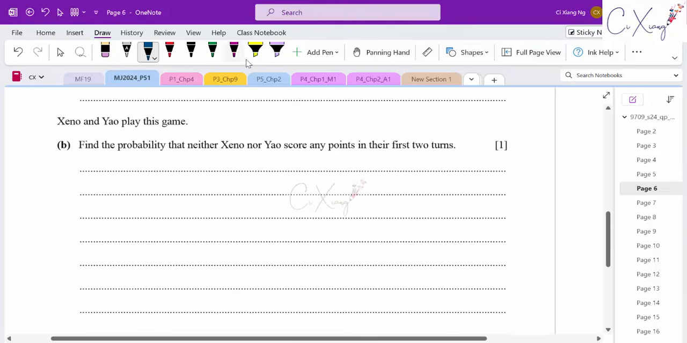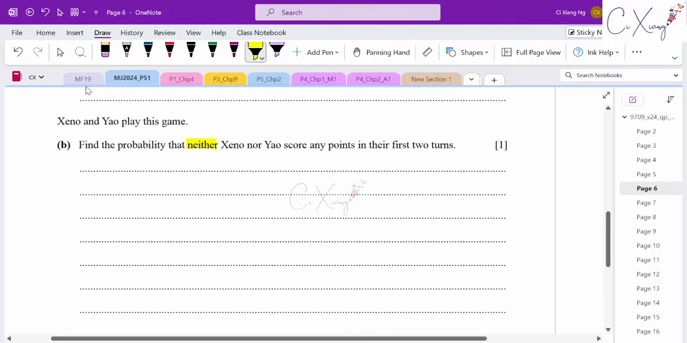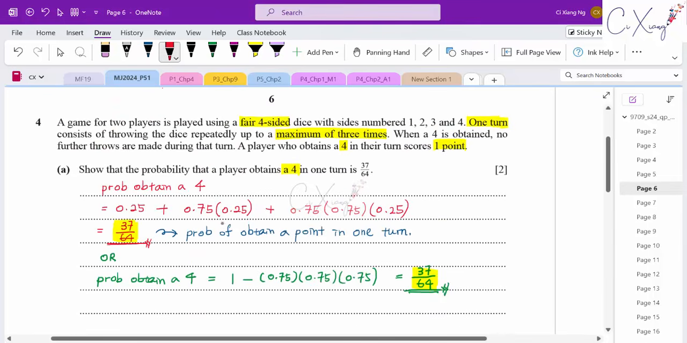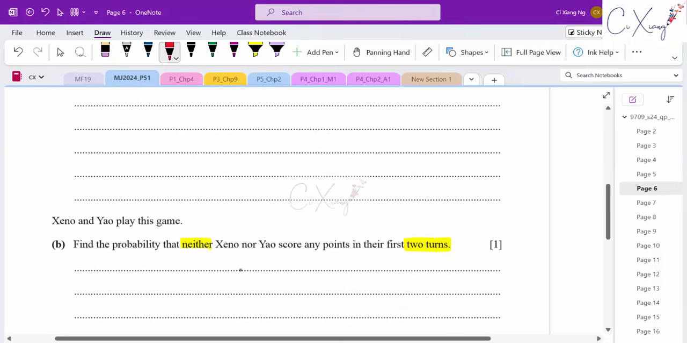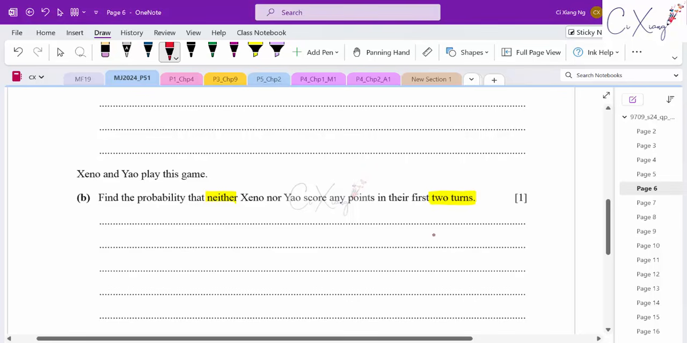For part B, we have 2 persons here, Zeno and Yao, playing this game, X and Y. They want us to find the probability that both of them do not score any point in their first 2 turns. So we focus on 2 turns. Just now, the probability we got is obtaining 1 point in 1 turn. And now we basically have 2 turns.